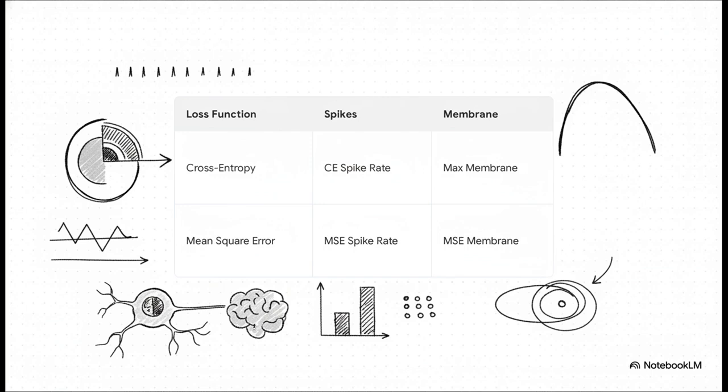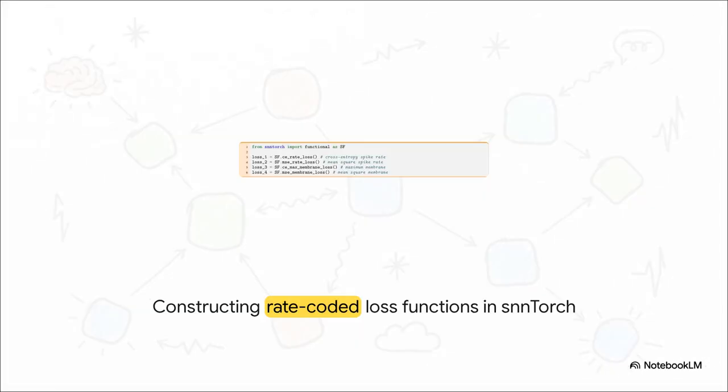On the flip side, mean square error calculates the sum of square differences between your actual and target firing proportions. So you're mathematically forcing the correct neuron to fire, say, exactly 80% of the time, and the incorrect ones exactly 20%. In a framework like SNN-Torch, all these complex probabilistic calculations get condensed down into highly optimized functions. You just call the specific rate loss function for cross-entropy or mean squared error, and it executes all that underlying math in a single programmatic step.